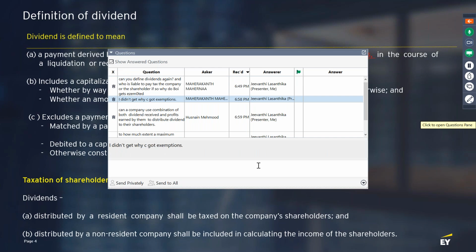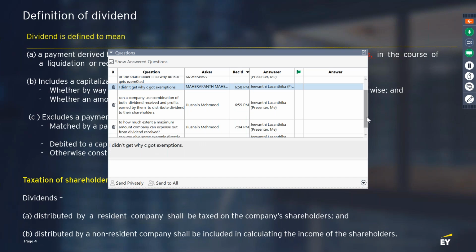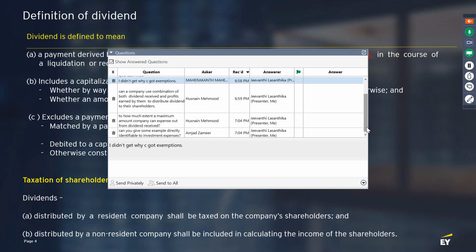So who is liable to pay tax? As I said at the start, the provisions of withholding tax on dividends were abolished from January 1st, 2020. If a company is distributing dividends out of its own profits, there is no withholding. The shareholder will have to discharge the tax. If company A is distributing to company B, company B will have to discharge the tax. There is no obligation on company A to withhold.